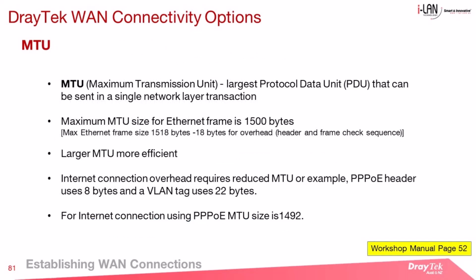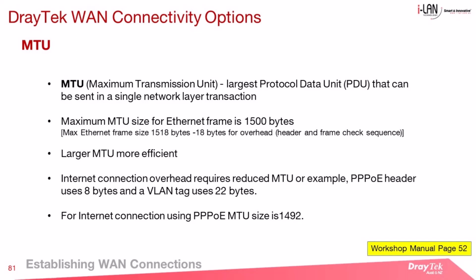Next one we'll look at when establishing WAN connections is the MTU size. So MTU is an abbreviation for maximum transmission unit, which is the largest protocol data unit, that's PDU, that can be sent in a single network layer transaction. The maximum MTU size for an Ethernet frame is 1500 bytes. The maximum Ethernet frame size is 1518 bytes. And if we take away 18 bytes for overhead, that's the header and frame check sequence, it gives us a value of 1500.